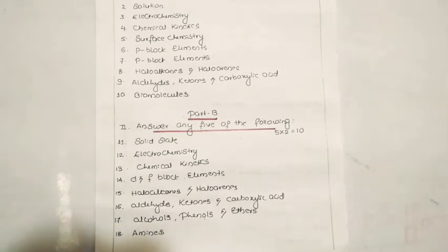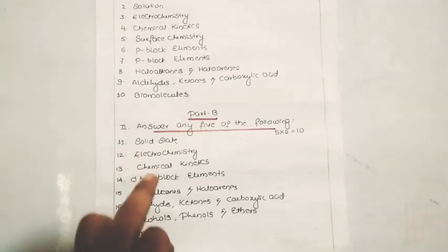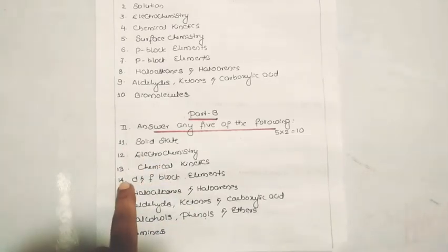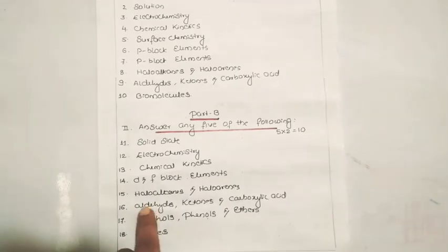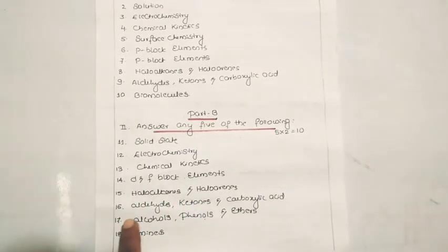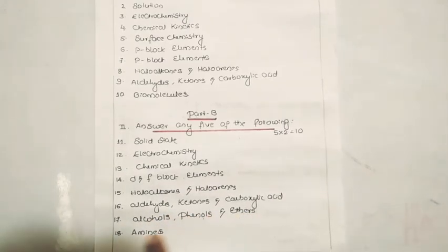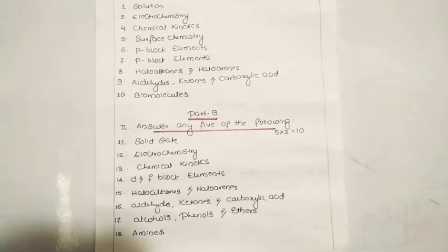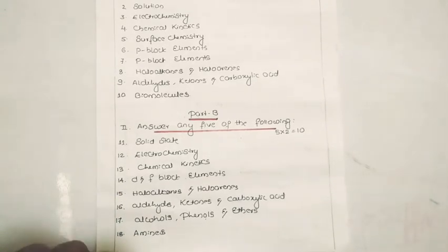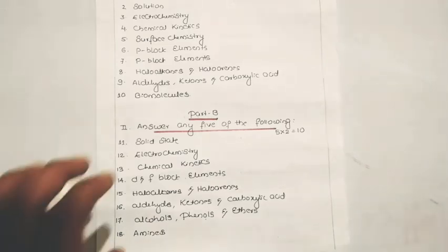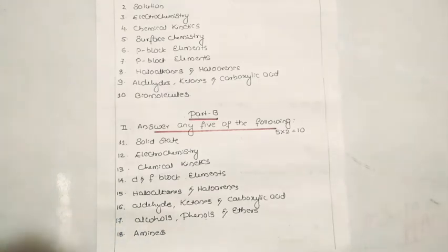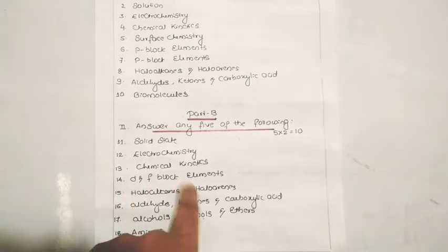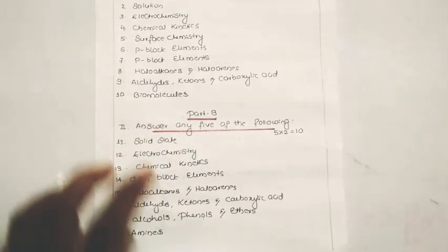When it comes to electrochemistry, the 12th question will be from electrochemistry, the 13th will be from chemical kinetics, the 14th will be d and f block elements, and the 15th question will be from haloalkanes and haloarenes, the 16th aldehydes, ketones and carboxylic acids, the 17th from alcohols, phenols and ethers, and the 18th question will be from amines. So you could see here 15, 16, 17, 18 will be from the organic part, whereas solid state, electrochemistry, chemical kinetics will be from physical chemistry, and you are getting only one question from the inorganic. So you can properly plan and concentrate.